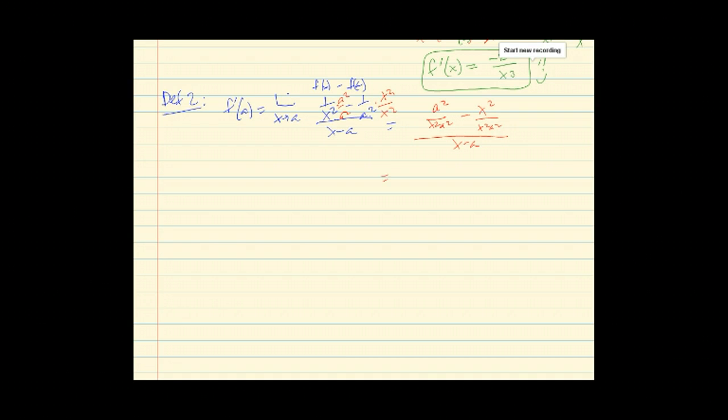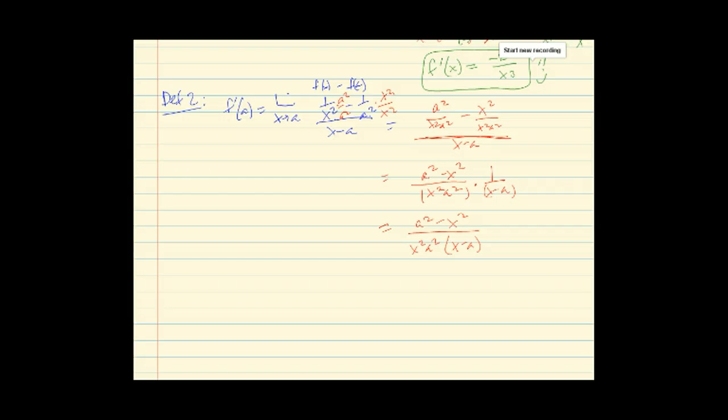So, bring that down. I want to actually subtract the top, so I have a squared minus x squared all over the same denominator, so I can put it just on the bottom, x squared a squared. And then right here, dividing by x minus a is the same thing as multiplying by the reciprocal of x minus a, which is 1 over x minus a. So I just need to multiply all of that. So on the top I get a squared minus x squared. On the bottom I'm going to get x squared a squared times x minus a.